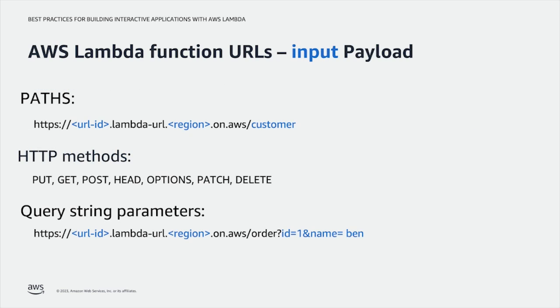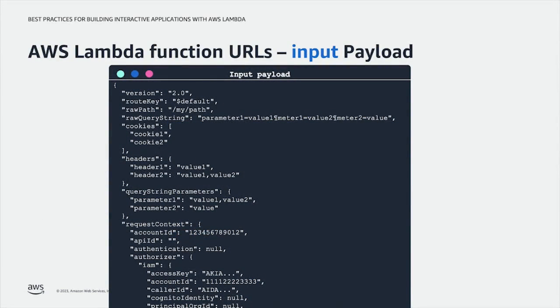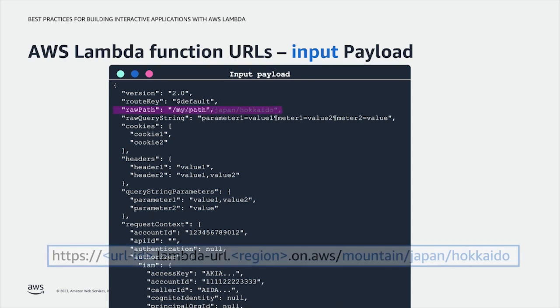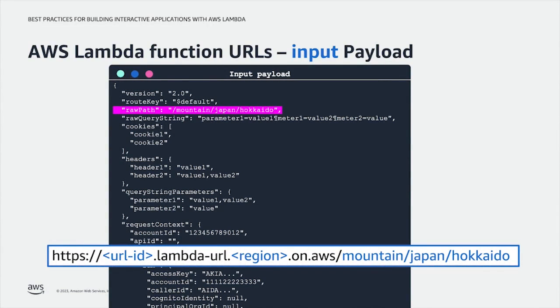Some other things you need to know: how do you access paths? How do you access methods and query string parameters? Are these things that you can still use when working with function URLs? And the answer is yes, you can. So let's take this as an input payload. This is an HTTP request to invoke my function URL, and here's all the payload as part of that request. Let's say I wanted to access the path of this HTTP request. Well, that would be inside this key called rawPath.